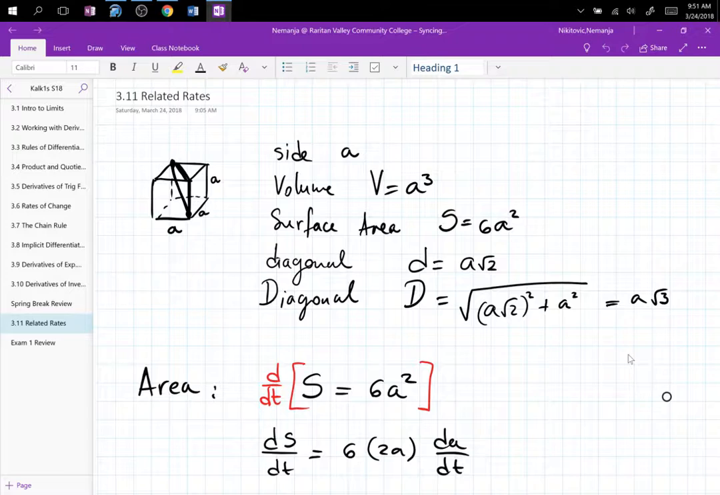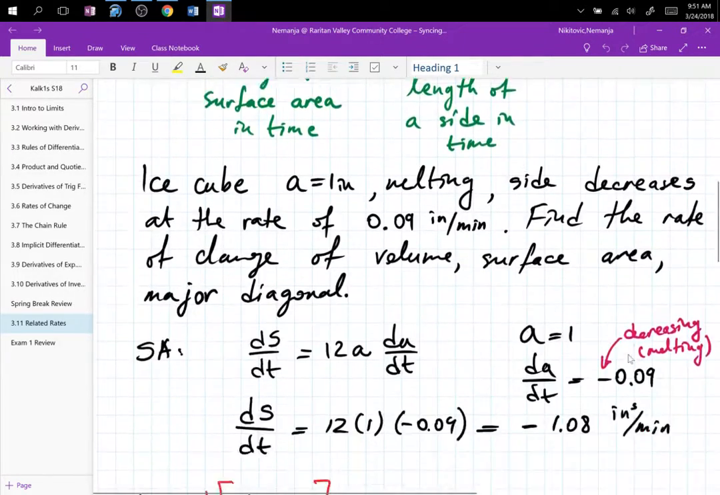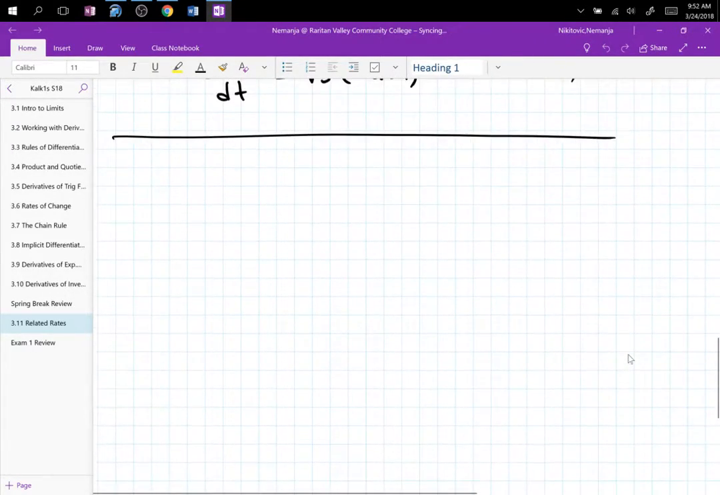Hello and welcome back to part 2 of related rates. All right. So, we talked about related rates for the ice cube. Let's talk about the oil spill.